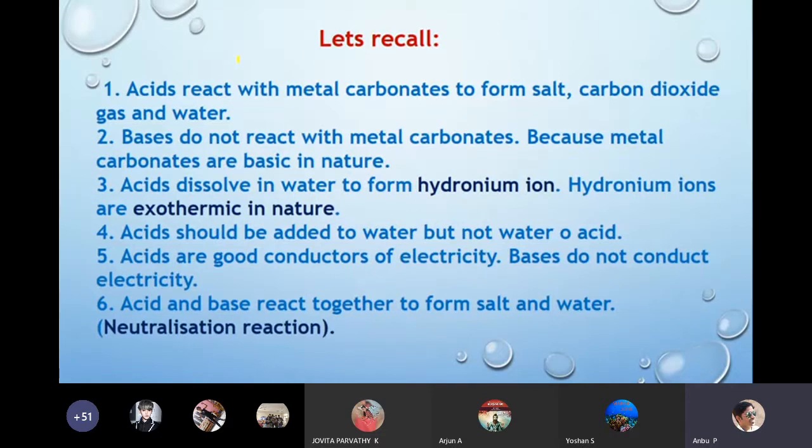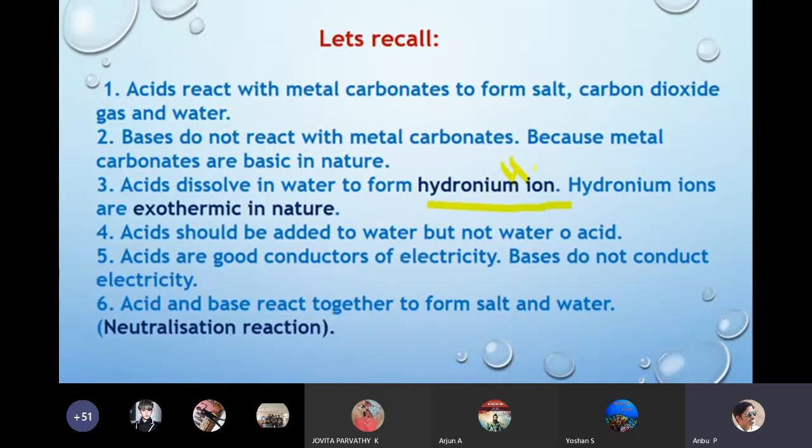Then the second thing is that bases do not react with metal carbonates, because the metal carbonates are basic in nature. So one base will not react with another base. Okay, that is what we have learned. Then the third thing is that acids dissolve in water to form hydronium ion. Hydronium ion is H3O plus. So this process is highly exothermic in nature.